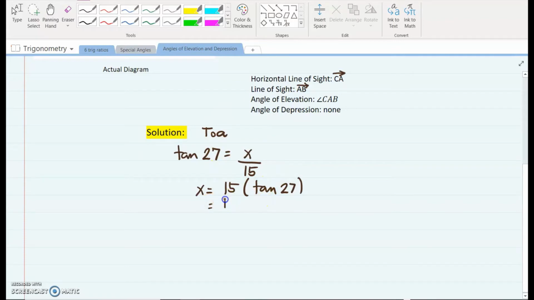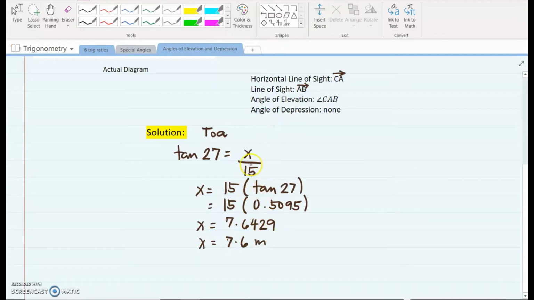So this becomes 15 times the value of tangent 27 using your scientific calculator, so that is 0.5095 times 15, so that is equal to 7.6429, or you can write it as 7.6 meters.